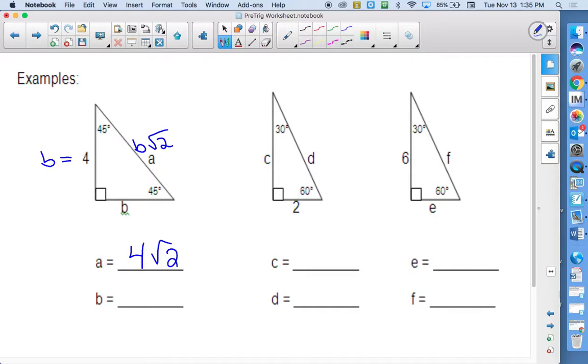And then the b value, well, if I have one side is 4, since it's 45, 45, 90, the other side is also 4. So the hypotenuse is 4 times the square root of 2 because it's that base value times the square root of 2. And the other side is also 4.